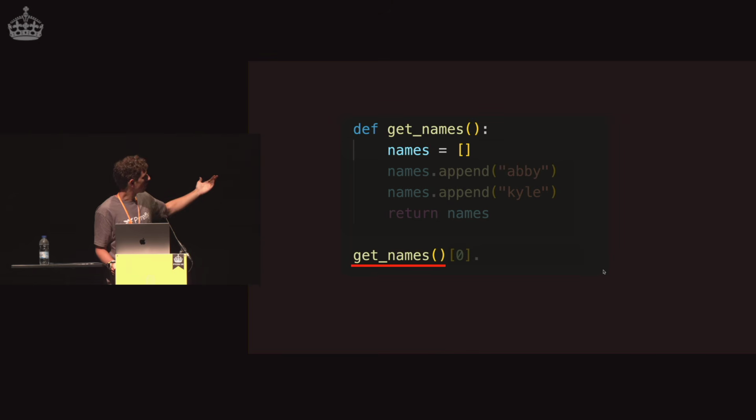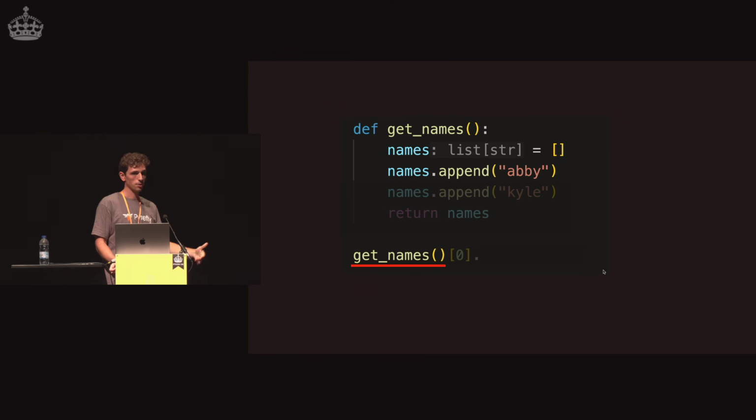We see names is set to an empty list. Pyrefly can't yet know what type that is. As soon as we add the first item to this names list, Pyrefly then can know that this is now a list of strings so far. It adds an inlay type hint up there.